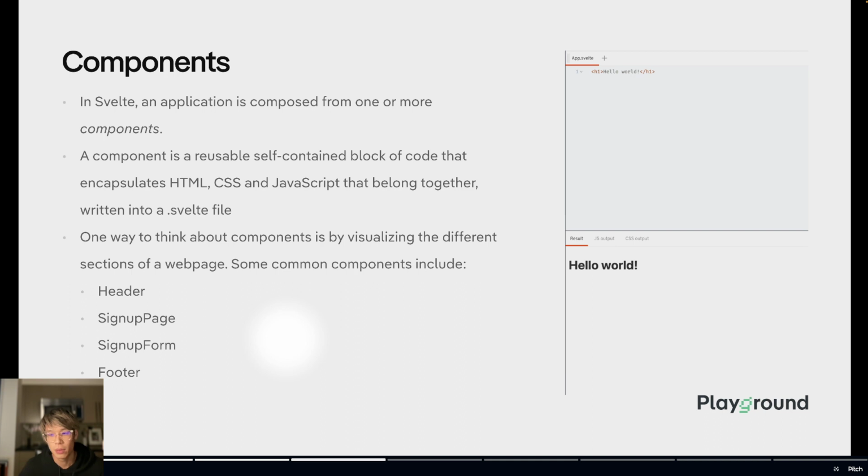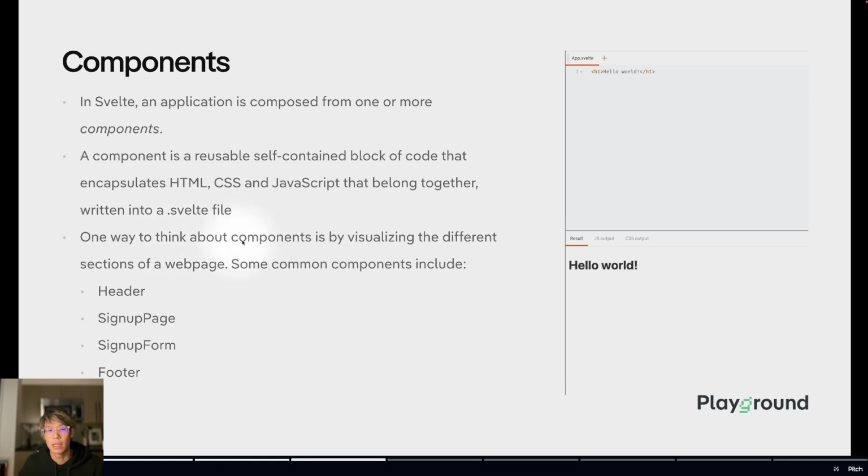Okay, so let's talk about the key concept of Svelte. This also happens to be one of the key concepts in React as well, so we'll continue to revisit this. But basically, Svelte revolves around these things called components. In Svelte, an application is made up of one or more of these components. So what is a component? Well, it's basically a reusable, self-contained block of code that includes HTML, CSS, and JavaScript, all of which belong together. And in Svelte, we save it to a .svelte file, right? So we're getting a new file ending here called .svelte.